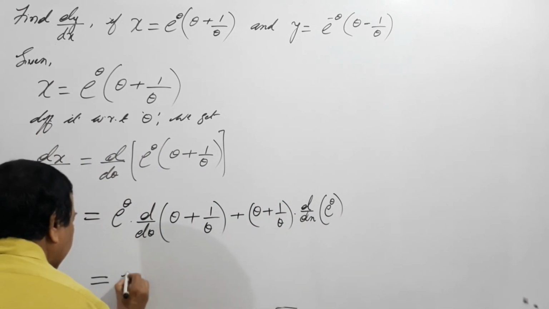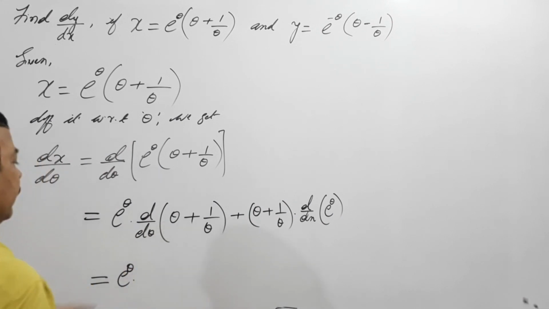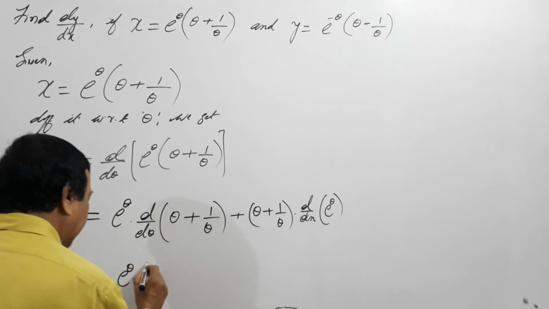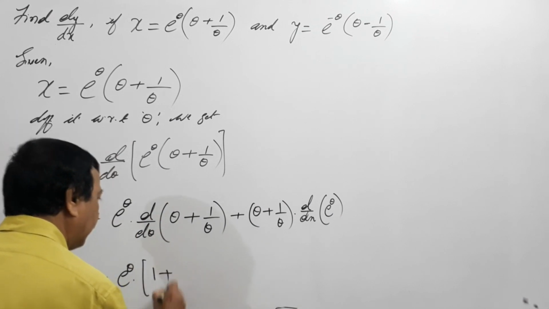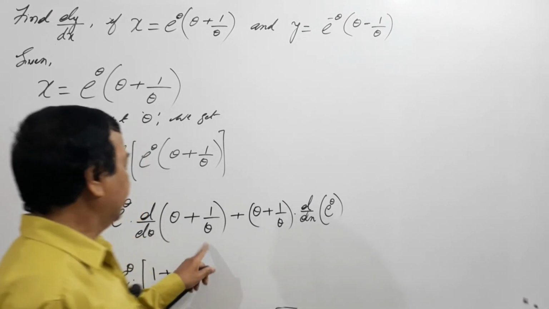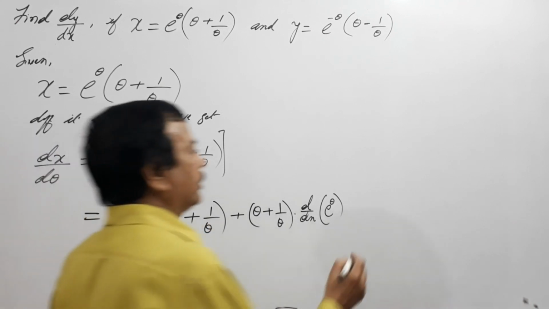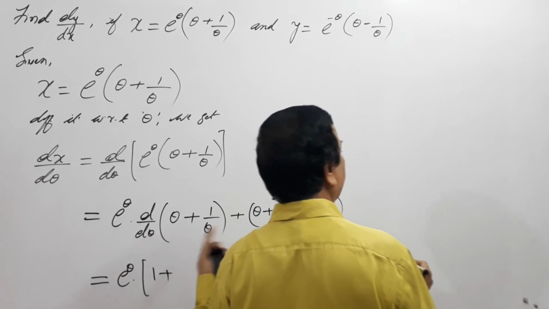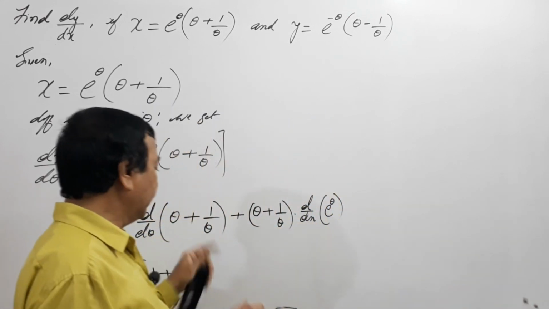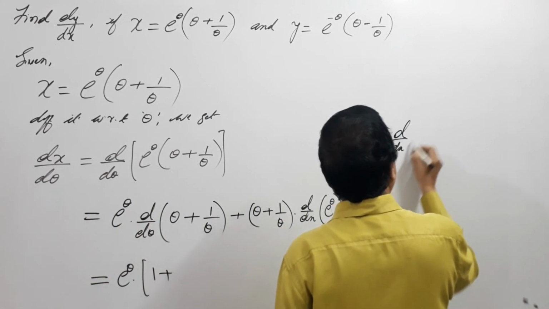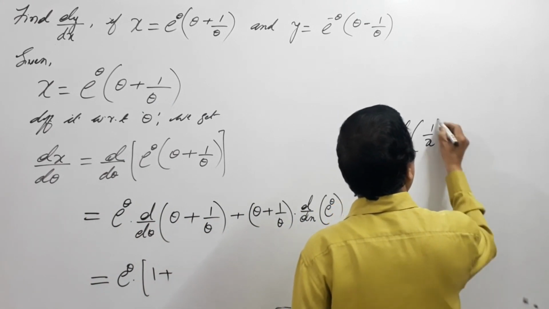This becomes e to the power of theta as it is, d by d theta of theta, it becomes 1 plus... I had told you this becomes 1 by theta square, it becomes minus 1 by theta square. I will show you.